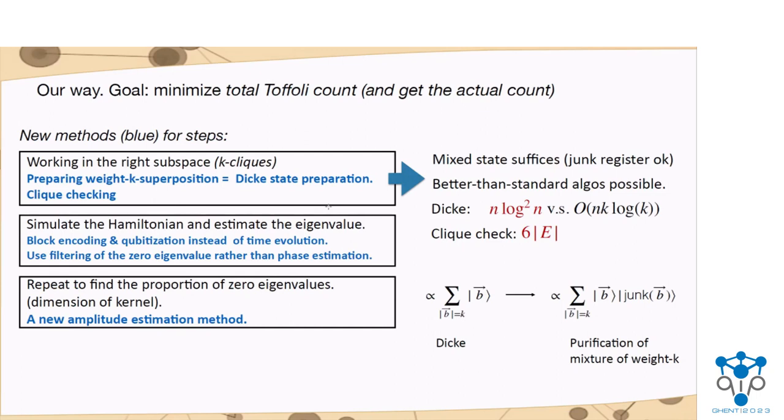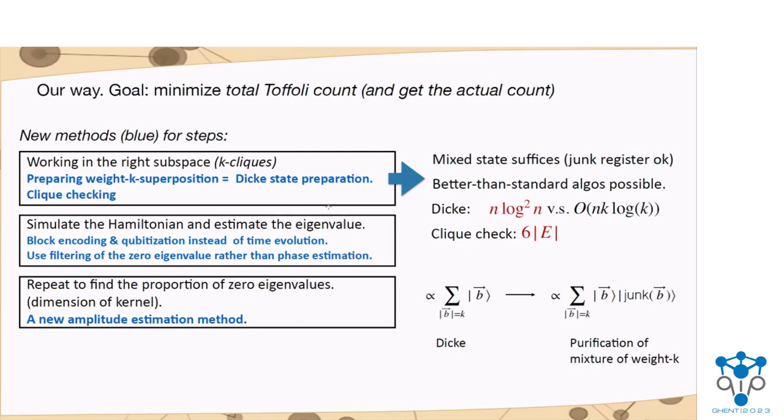But in our case, we don't really need this pure superposition, so to say. What we really need technically is the purification of the mixed state, which has equal support over all the k-weight Hamming states. And this can be done a little bit more efficiently through a certain thresholding algorithm inspired by algorithms for preparing anti-symmetric states in quantum chemistry. You can ask me later about it if you want to know more.